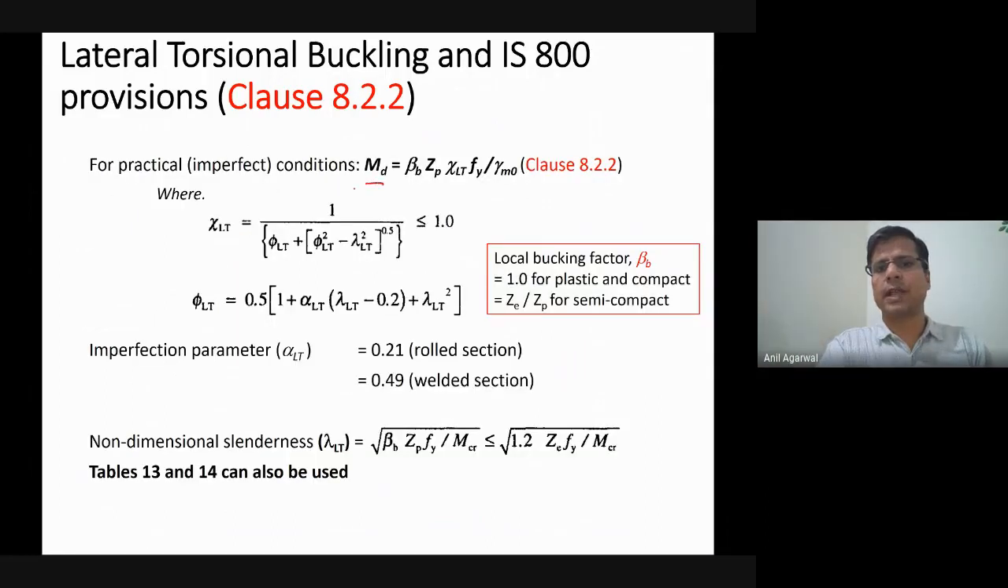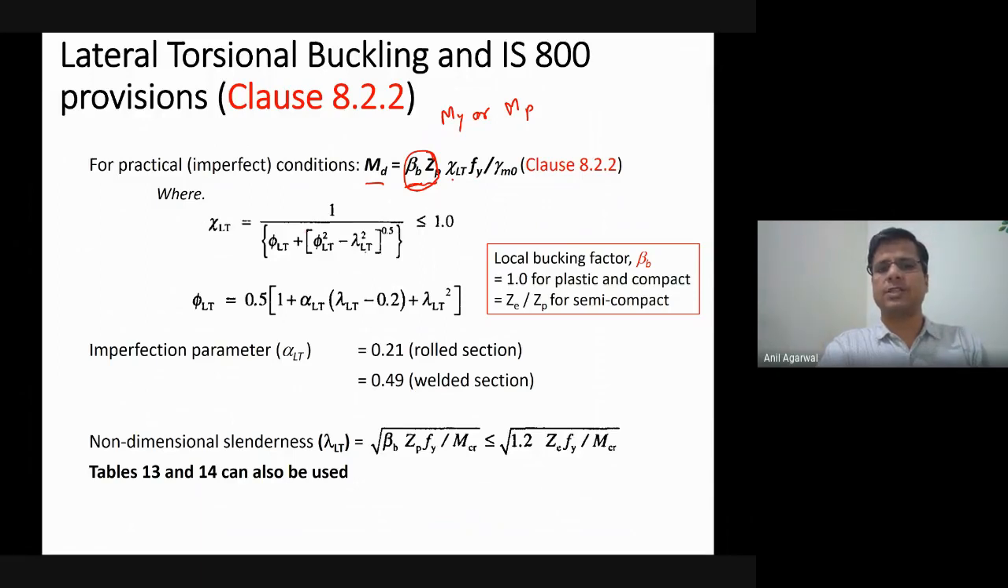The design equation looks like Mb is equal to beta b, beta b Zp. Beta b is just making sure that you are using MP or MY depending on the requirement. Okay, so this basically means MY or MP, as the case may be. If it is semi-compact, you will use MY. If it is plastic or compact, you will use MP. Chi factor is the reduction factor, and Fy by gamma m0.